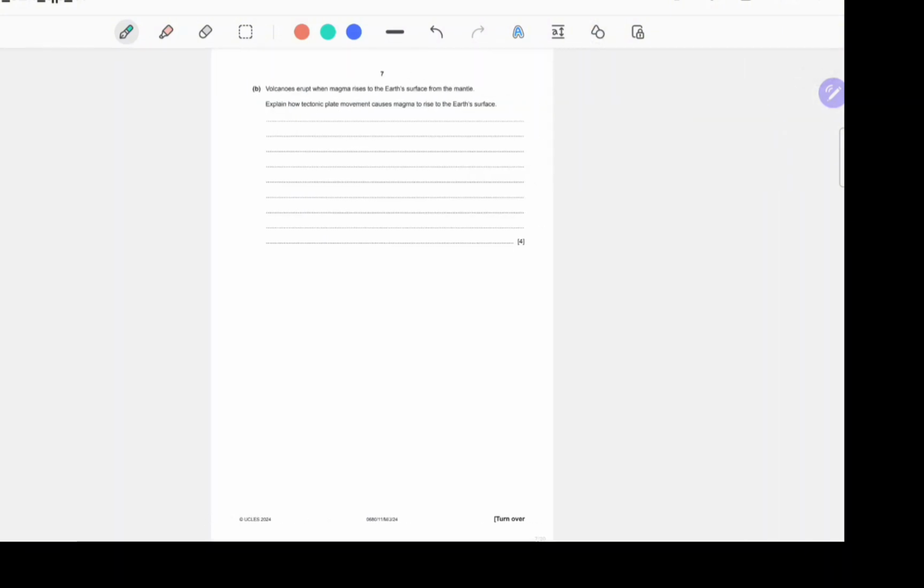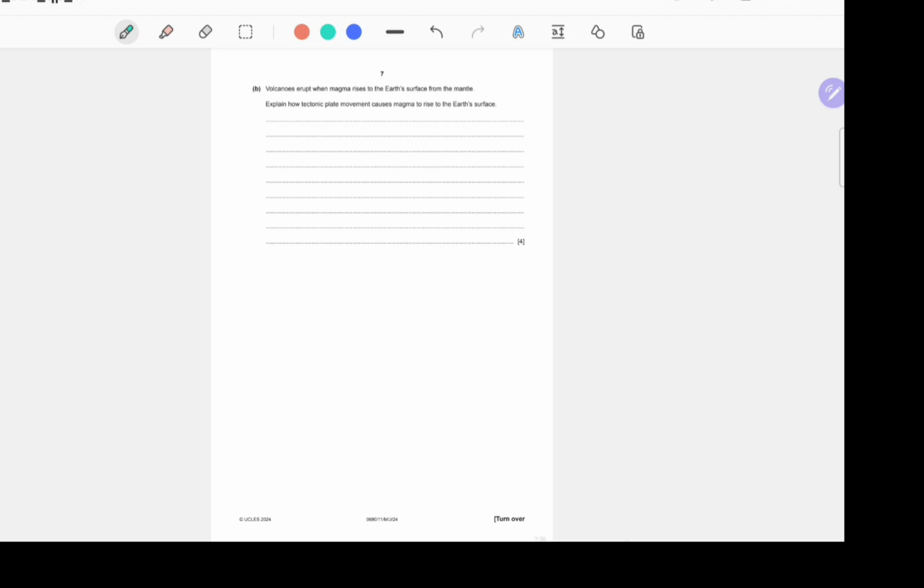B, volcanoes erupt when magma rises to the earth's surface from the mantle. Explain how the tectonic movement causes magma to rise to the earth's surface. How will we write this for this question? Here we can write two ways.